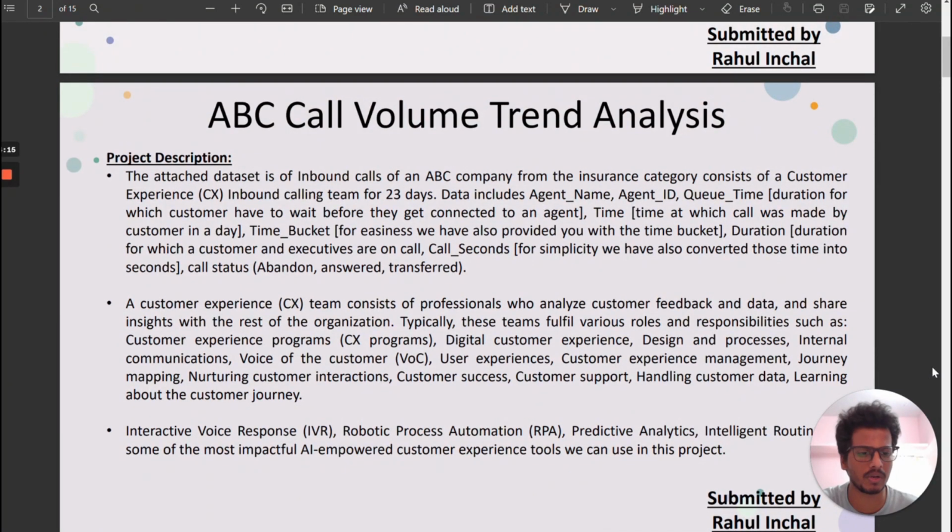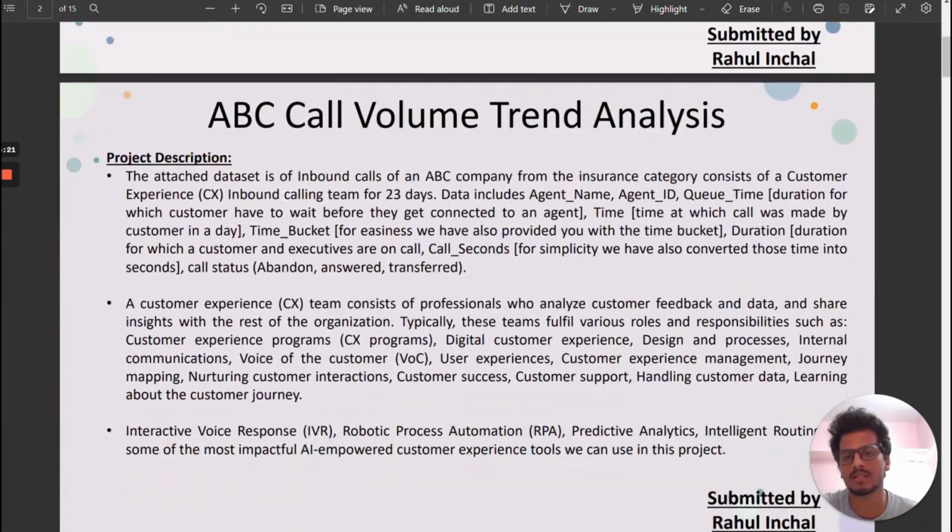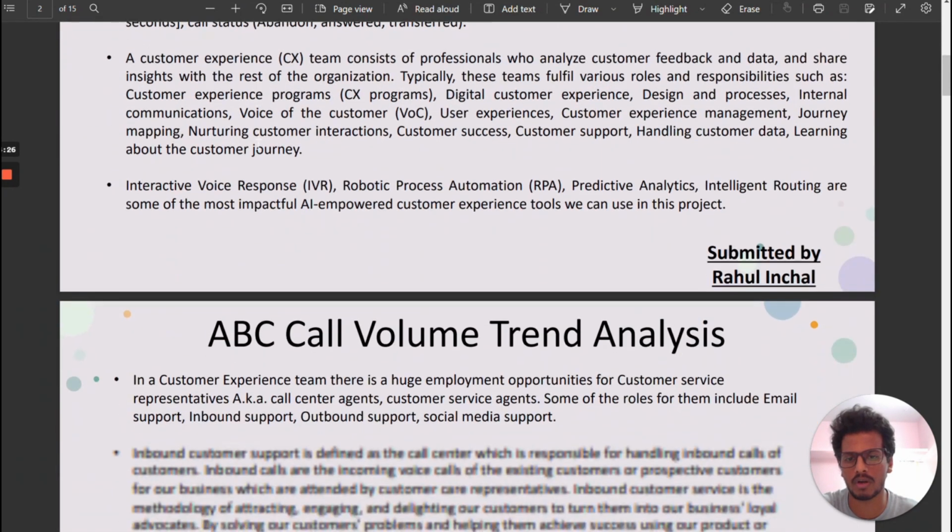I would urge you, I would request you to read the project description thoroughly, because I have already read this, so I don't want to waste much time in recording this video.